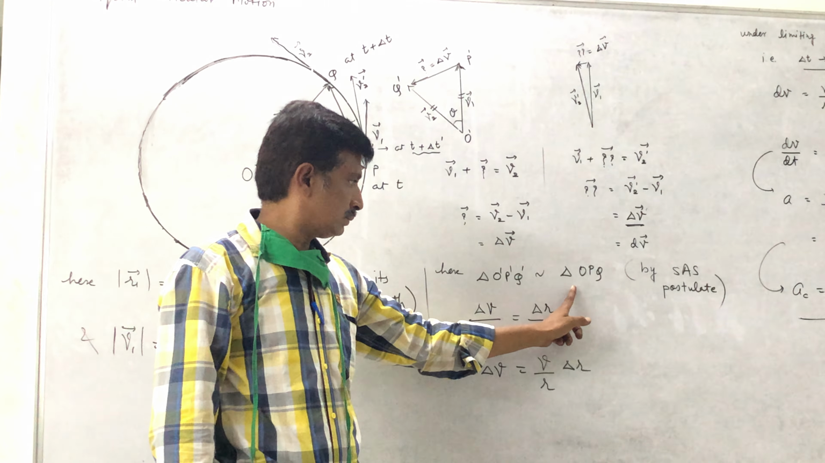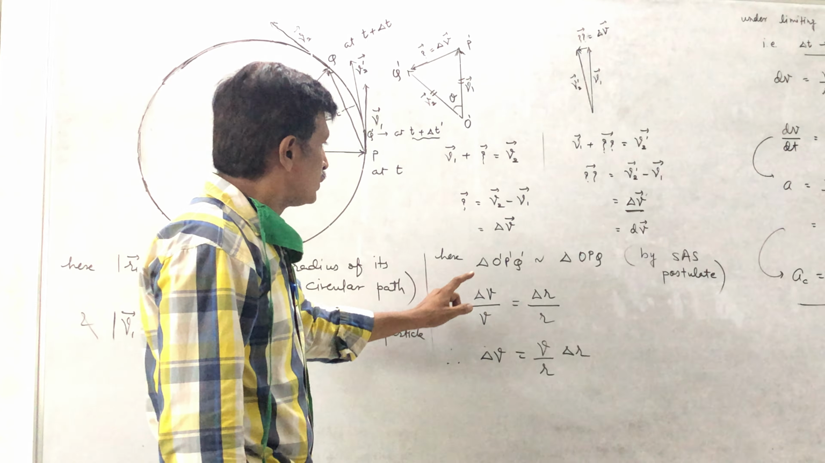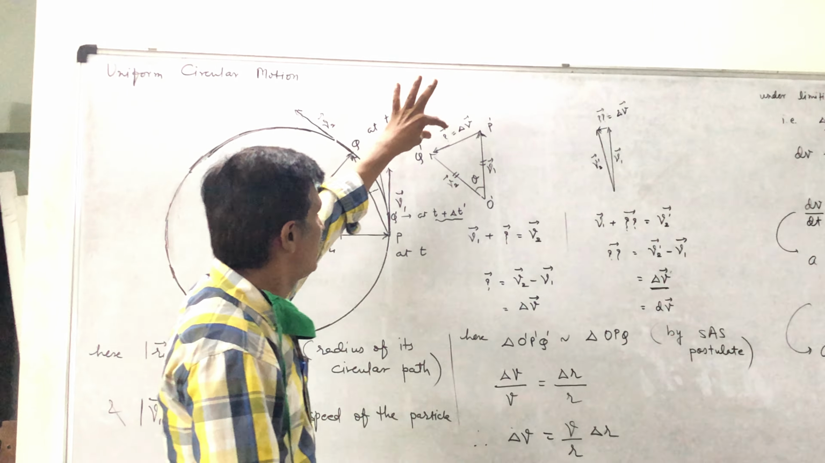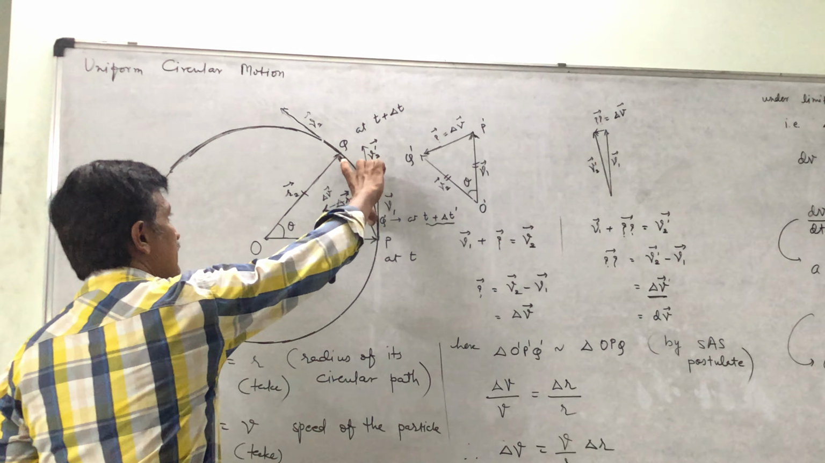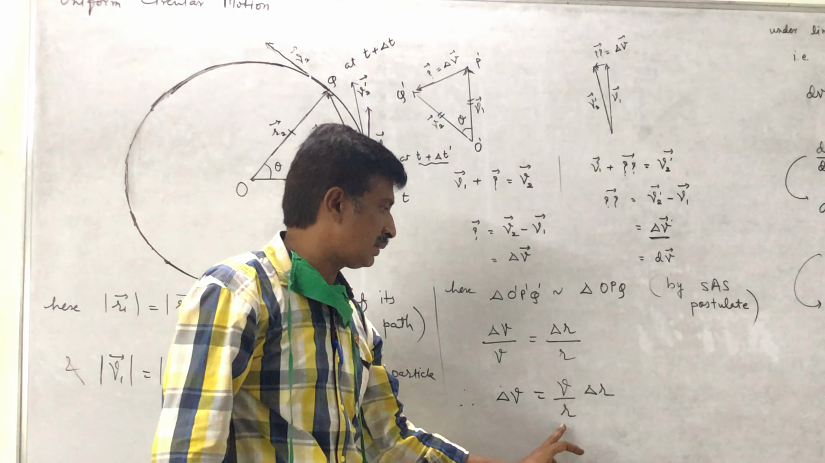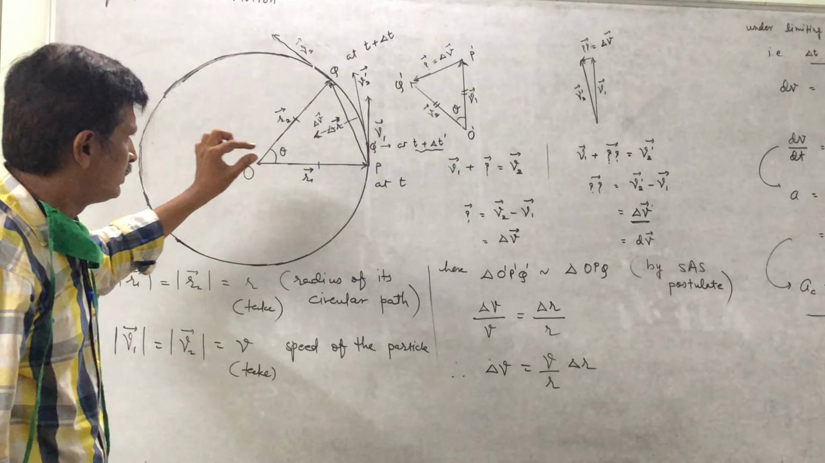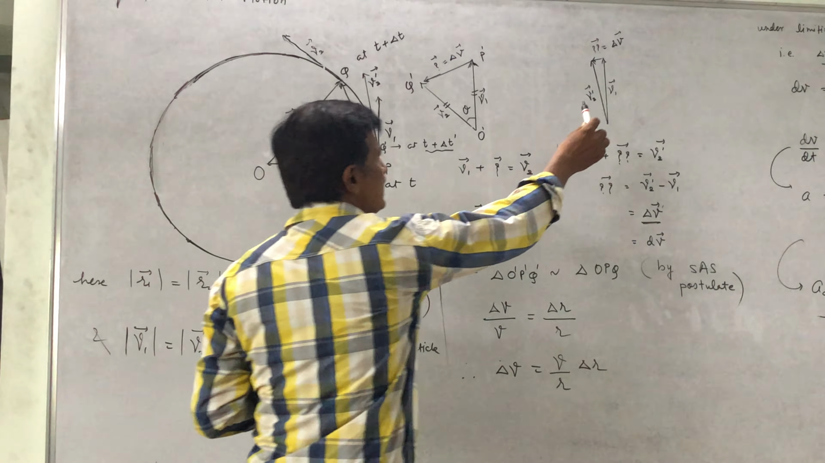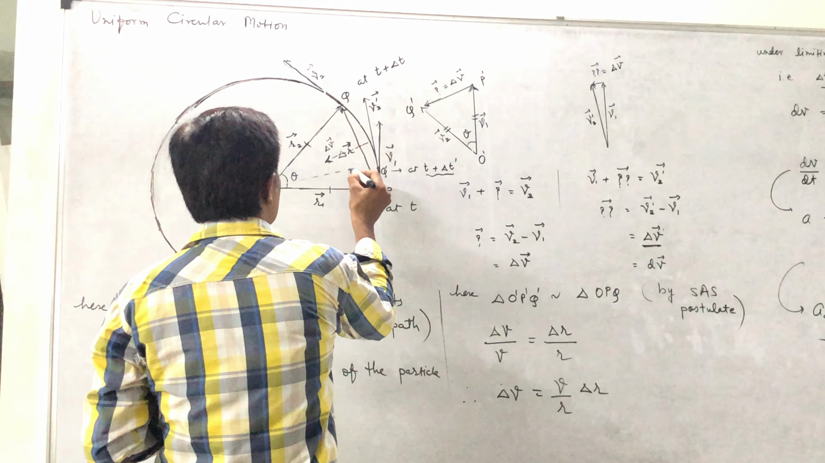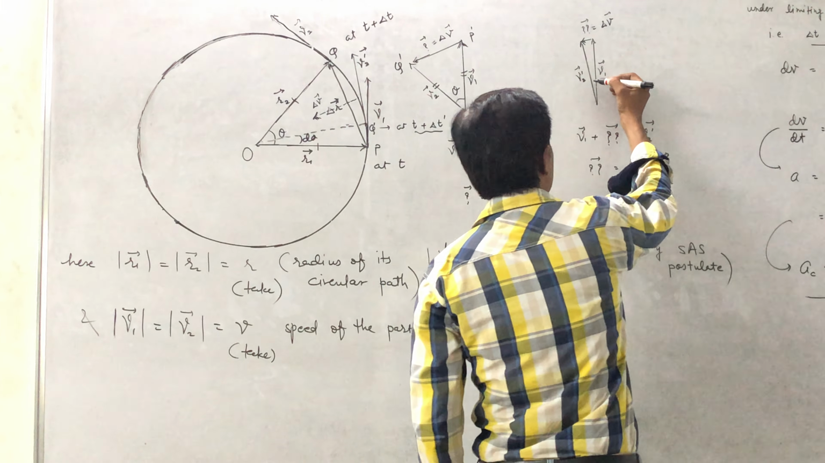And we know that in similar triangles, sides are in the same proportion, the ratio remains the same. So delta V by V, we are considering magnitude only, equal to delta R by R. By simplifying for delta V, we get V by R into delta R. But if we take a very small time interval, considering this triangle and this triangle, it is very small. This is d theta. So this is also d theta.